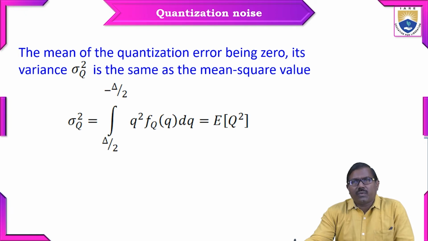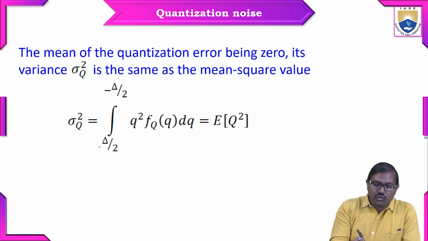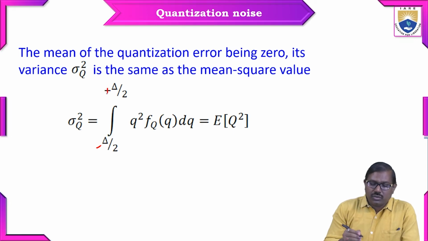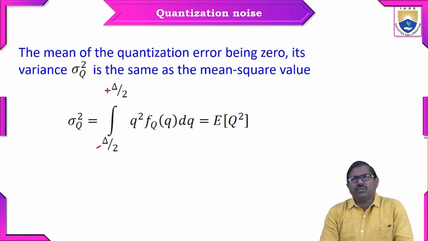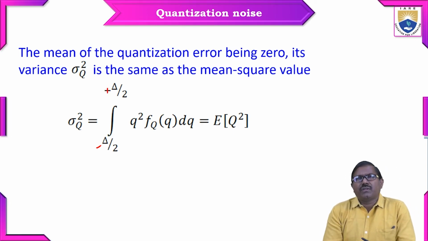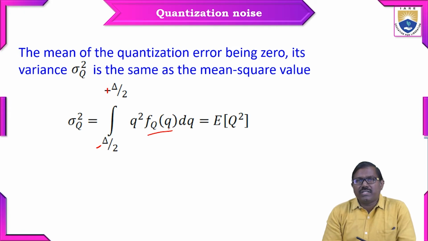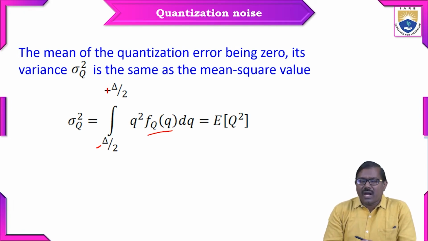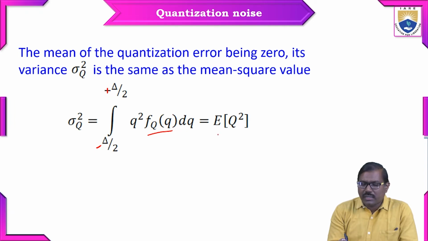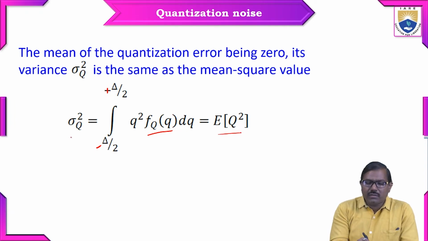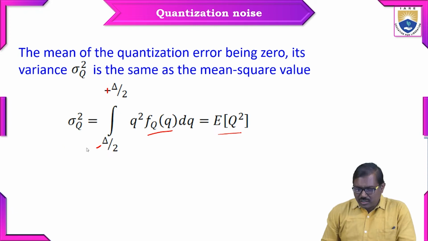So it is the value of the integral from minus delta by 2 to plus delta by 2 of q square fQ of q dq. fQ of q is nothing but the probability density function of this quantization error, and this is nothing but the mean square error. So the mean square value and the variance are both the same.